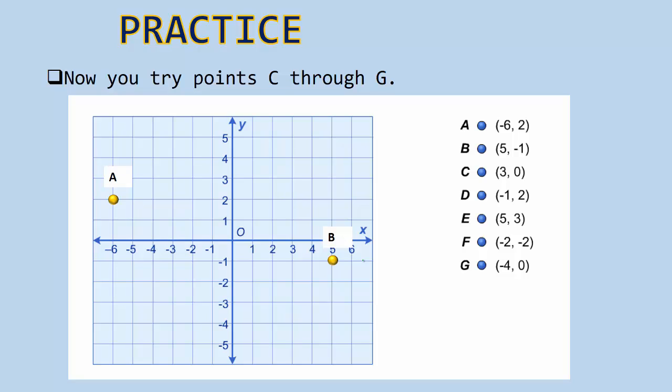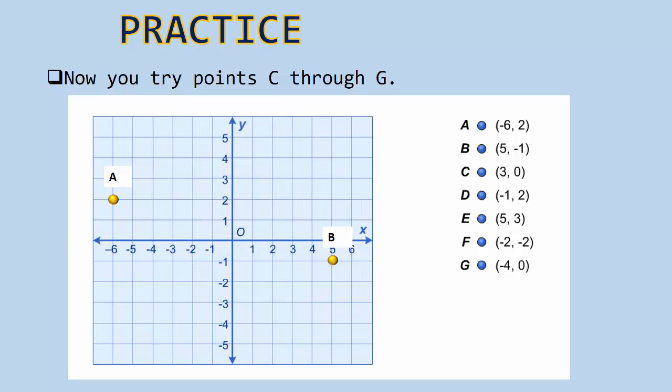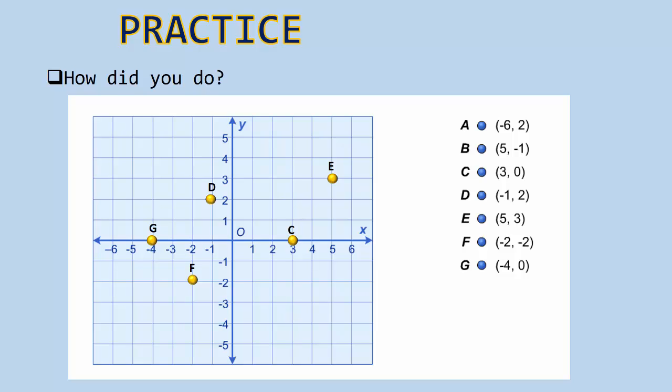Now at this point, you're going to try points C through G. What you're going to do is pause the video, take a few minutes, plot where you think these points would be on your paper, and then you'll unpause the video and check to see how you did. So let's see how you did. Here are the answers to points C through G. Compare your answers to what you see on the screen.